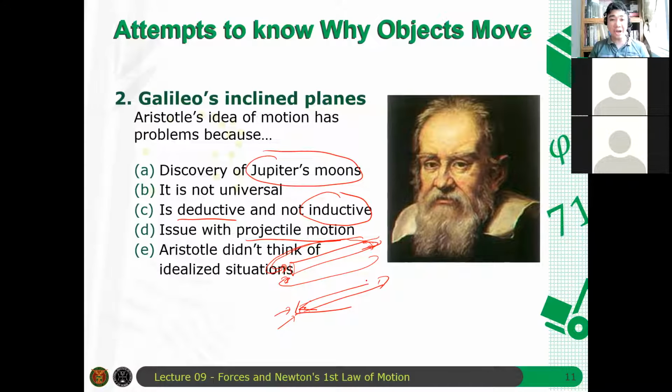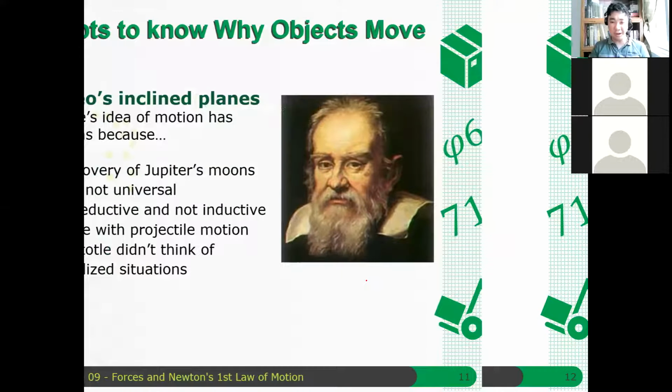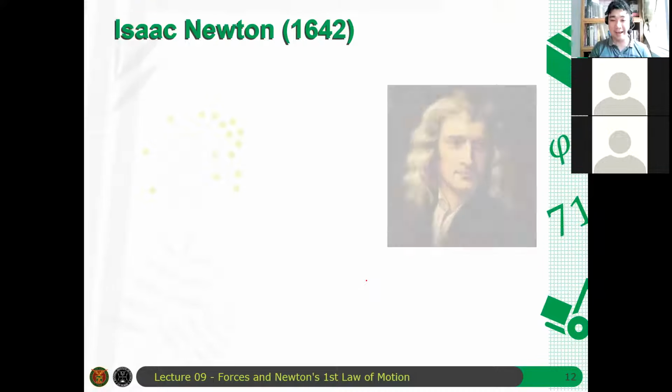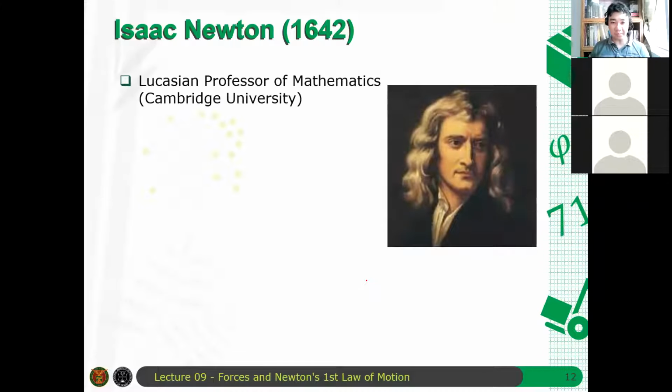And nung namatay siya, a few months after, you have your Isaac Newton, which is one of the greatest scientists of the world for all time, di ba? Isa sa mga GOAT yan. So, Isaac Newton is a Lucasian professor of mathematics. He's the second Lucasian professor of mathematics at the Cambridge University. And then he developed calculus independently with Leibniz. There's an interesting story on this.